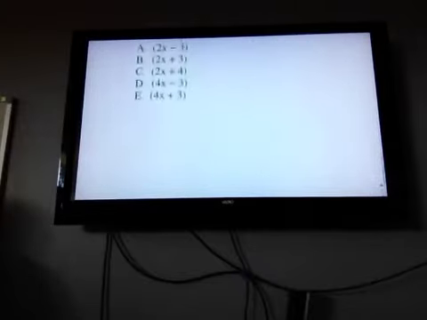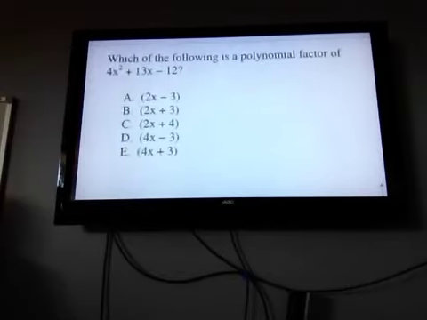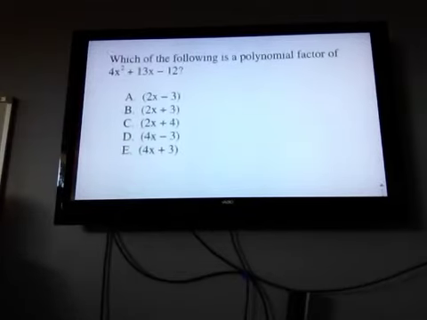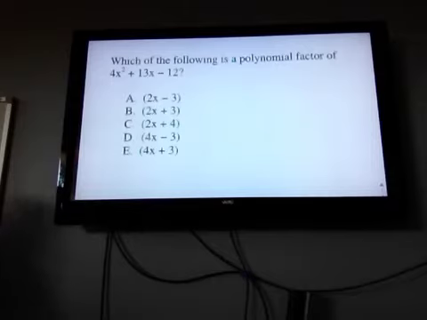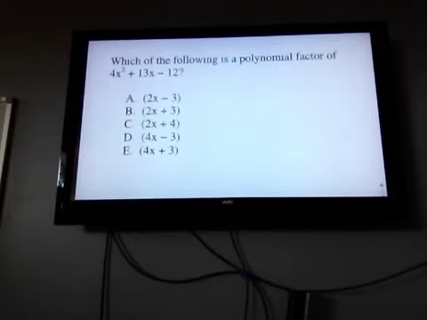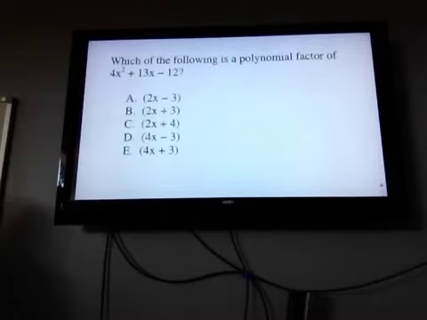Okay, let's look, I think I just have one in there. Let's look at our ACT question. I'm wording them exactly from the ACT as they do, okay? So which of the following is a polynomial factor of 4x squared plus 3x minus 12? So what are we going to do to find that answer? We're going to factor it, just like we've been learning to factor trinomials.